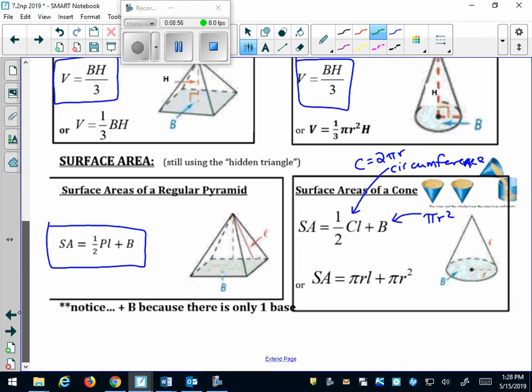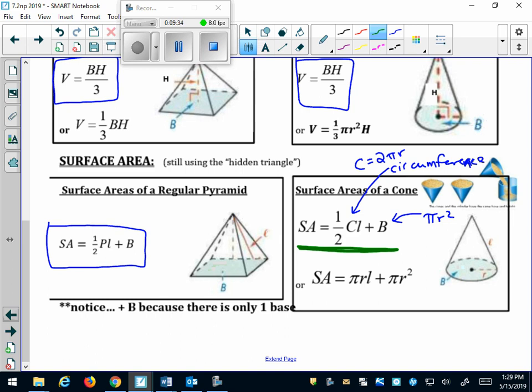All right. Surface area. Surface area is 1/2 PL plus capital B. 1/2 perimeter times slant height plus the area of the base. Cones, same basic formula, but the P becomes a C, right? 1/2 CL plus B.